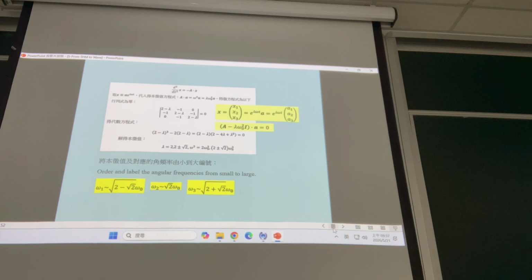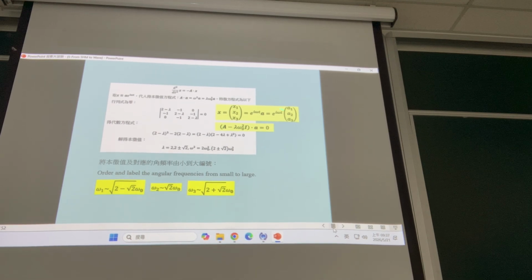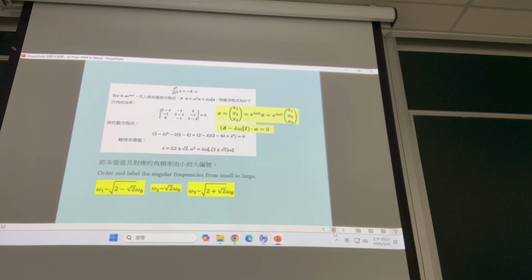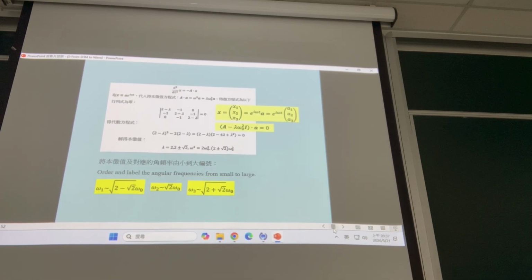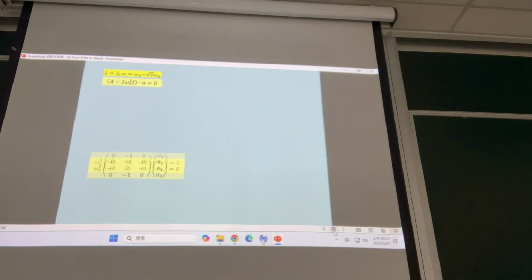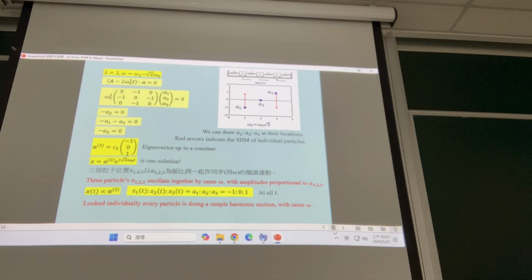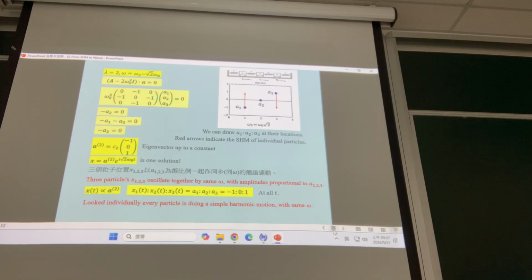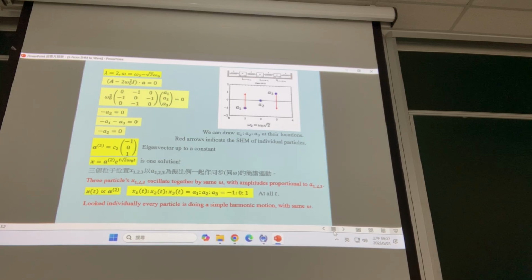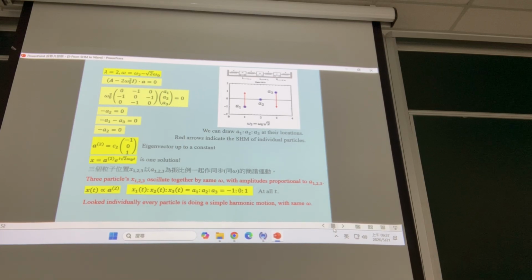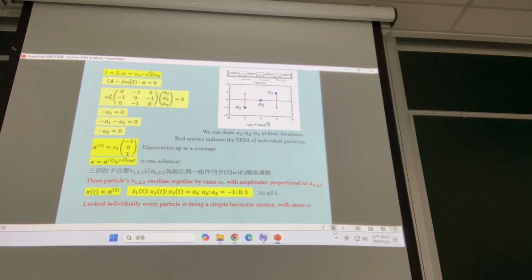Last week we put in this kind of Gaussian solution, and we found that this differential equation can be transformed into an eigenvalue problem for this matrix. The matrix is here. After solving the eigenvalue problem, we found 3 eigenvalues. We call them omega 1, omega 2, and omega 3 in the order of their magnitude. So omega 2 is the one in the middle.